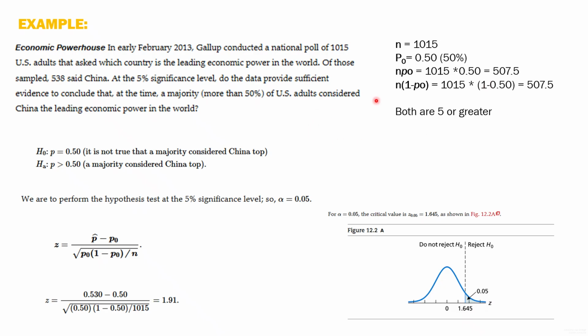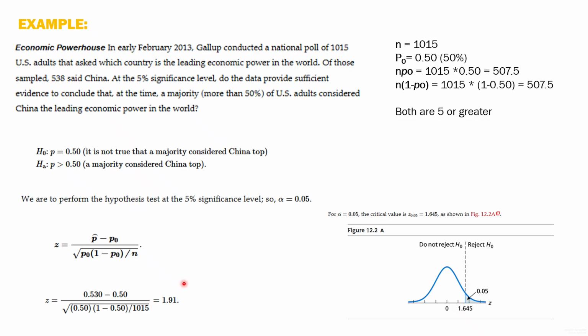So it equals 1. All right, so our null hypothesis here is that p is equal to 0.50, and the alternative is that p is greater than 0.50, or a majority consider China the top. So all you have to do is pop your numbers in here, and make sure you get a z stat of 1.91. Once we have that z stat, we now need to make a decision.